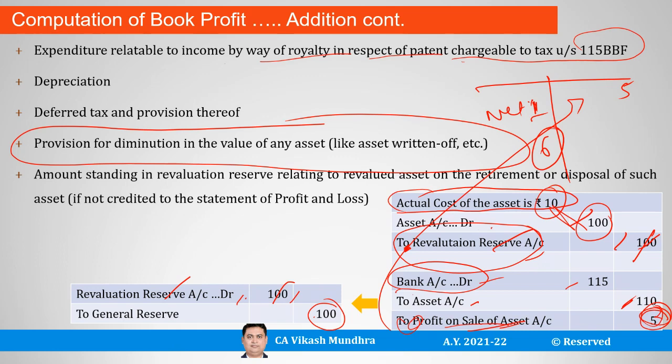My computation as per 115JB, my computation for book profit shall start from 6. That's all. There is no debit or credit in general reserve through PL account. Hence, nothing is required to be added back. If the money is transferred from PL to general reserve, it is required to be added back by provision of this one.